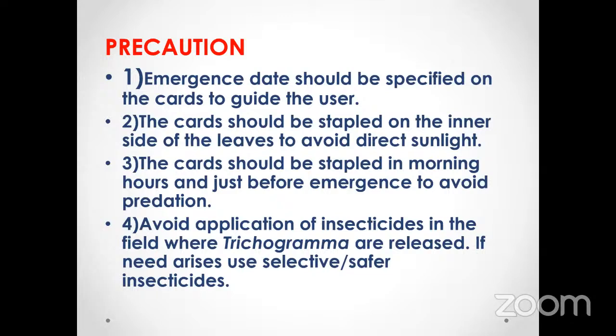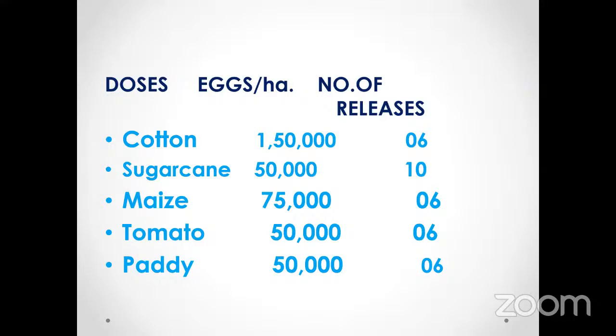And mostly, whether it is a parasitoid or predator, we need to release either in the morning hours or late in the evening hours for better adapting to the field conditions. After releasing the natural enemies, we need to avoid the application of insecticides. If we need to, a safer insecticide should be sprayed, but mostly we should avoid the application of chemicals.